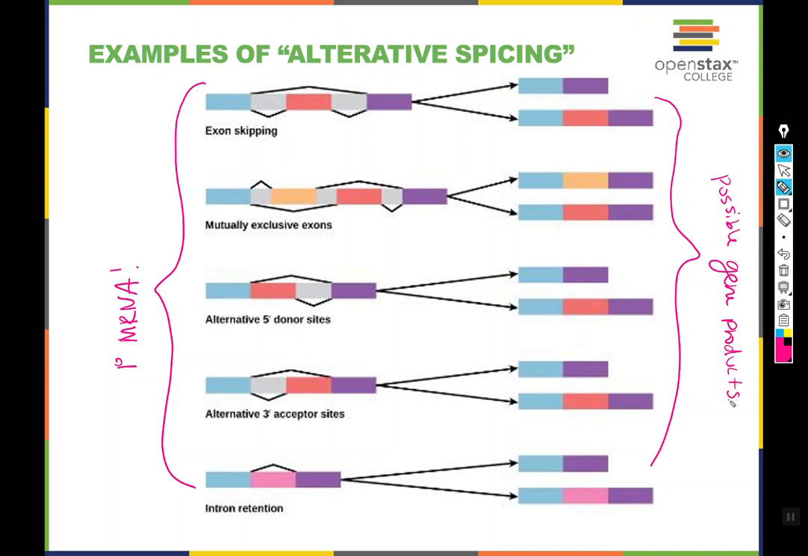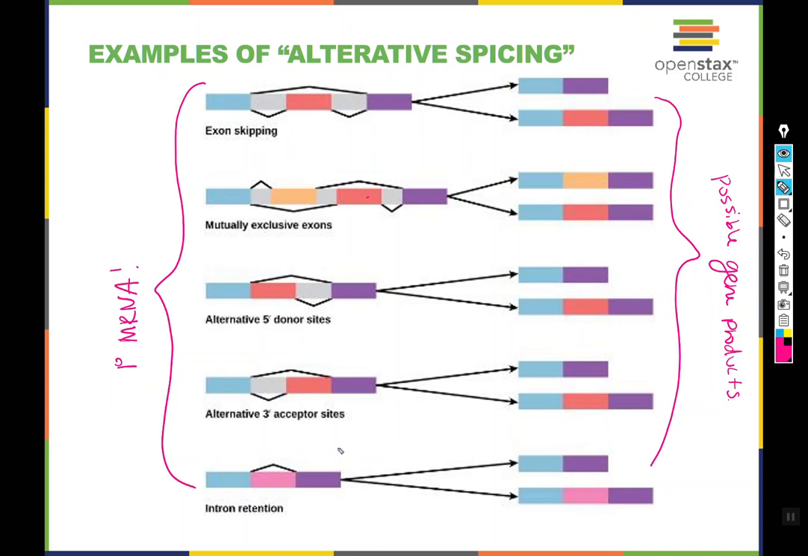So let's count here. We've got 1, 2, 3, 4, 5 primary mRNAs, and for each of those, one or even sometimes greater than one possible gene product. So we've got 10 here. That's a lot. So you can store and change a lot of information just using this technique.